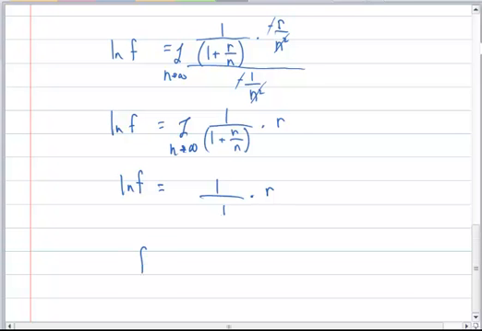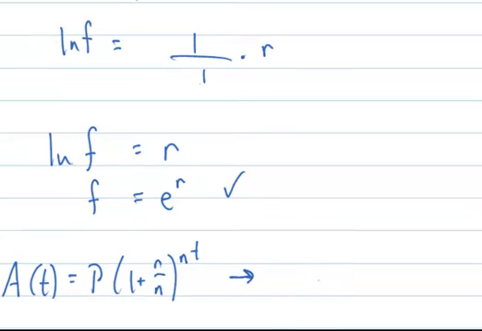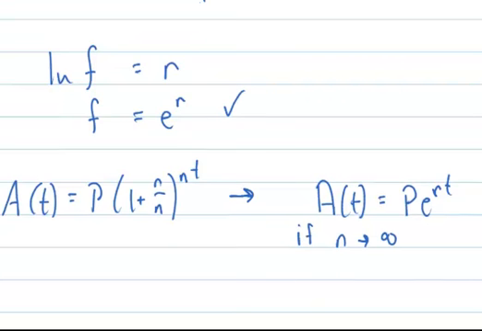So I really want to find out what f is equal to, and if the ln of f is equal to r, then that implies that f must be equal to e to the r, hence proving what I set out to do before, saying that the amount equation becomes the Pert equation if n is driven to an infinite number of compounding cycles, and that's called continuous compounding.